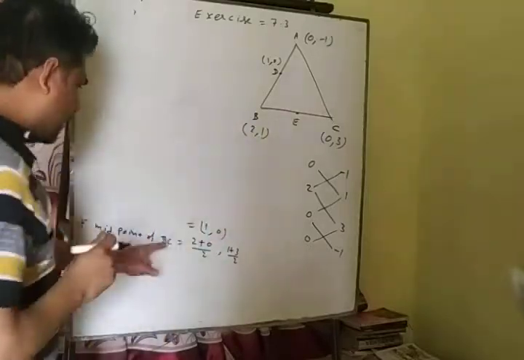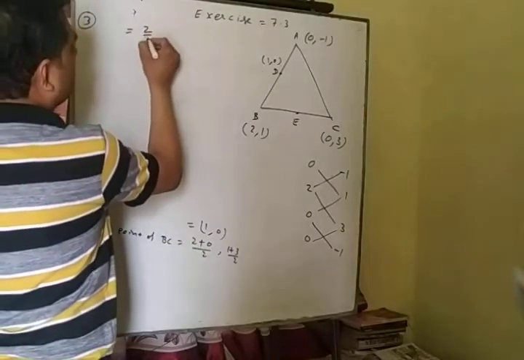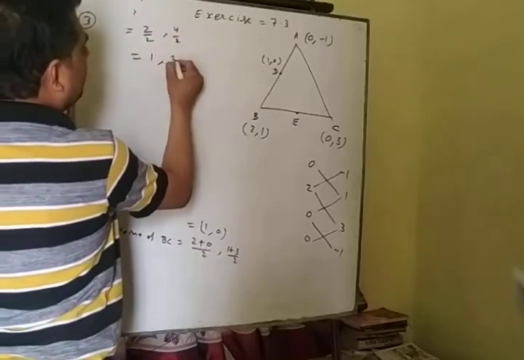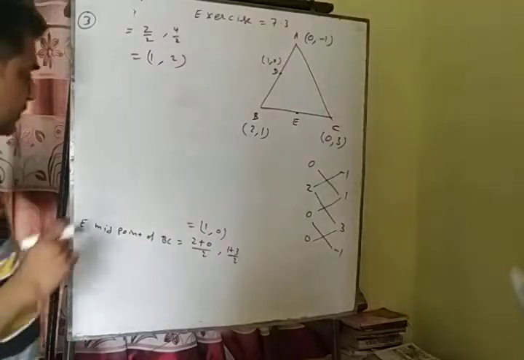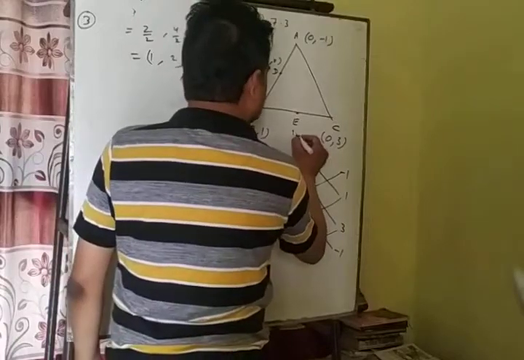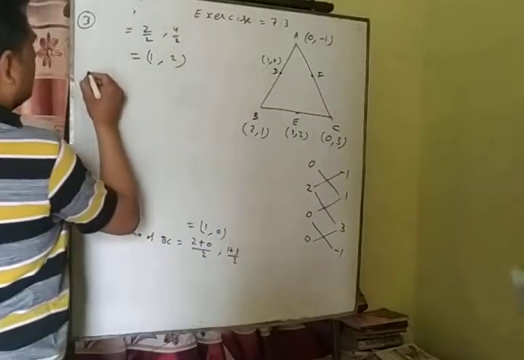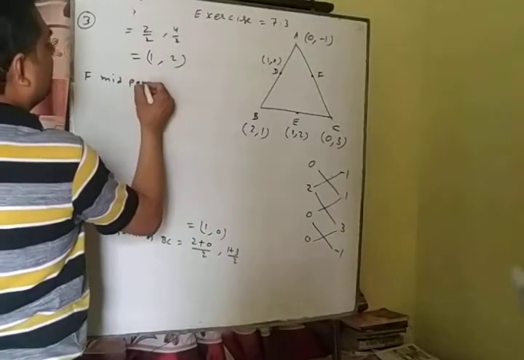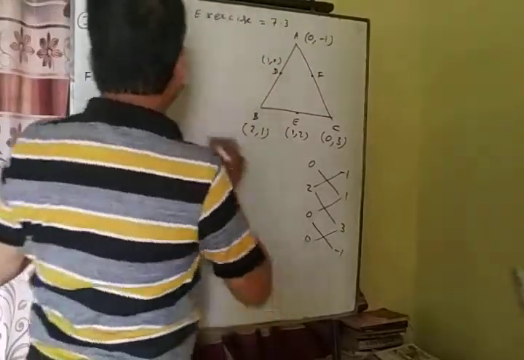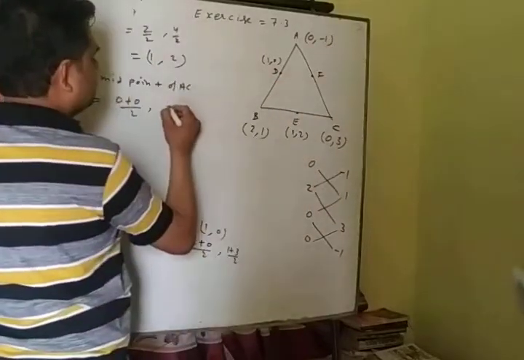E, midpoint of BC: 2 plus 0 by 2, 2 by 2, 4 by 2, so 1 and 2. Now E is (1, 2). F, midpoint of AC, is equal to 0 plus 0 by 2, comma, -1 plus 3 by 2.